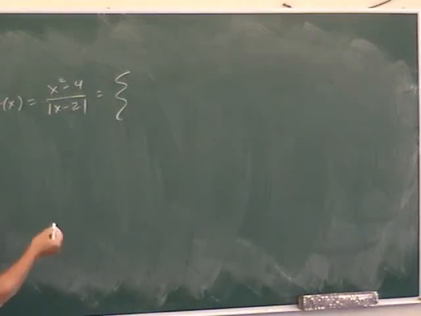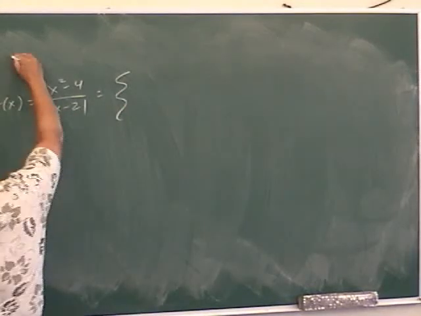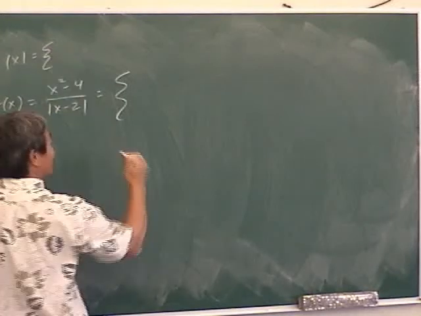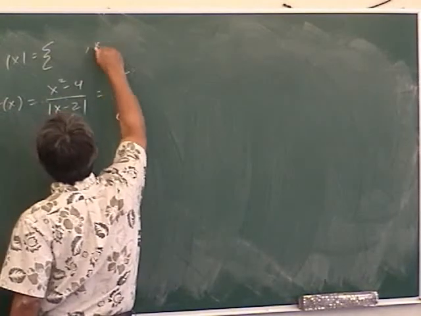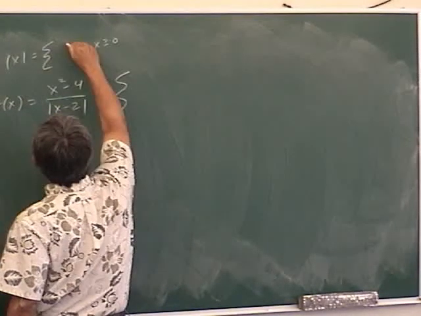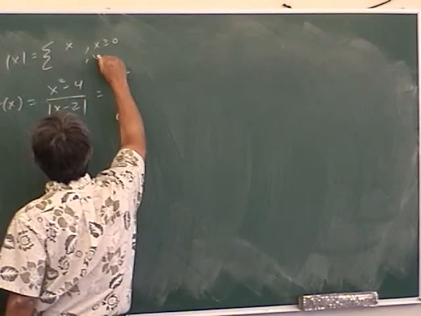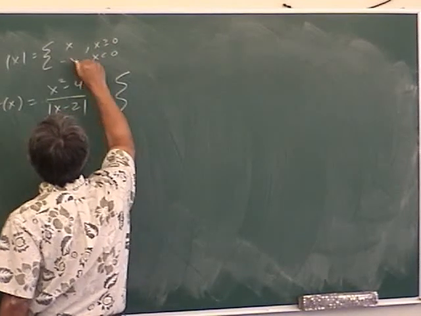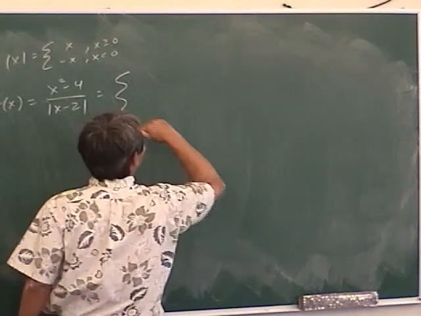Now let's review what absolute value of x is. Absolute value of x is a piecewise function. If the inside is positive, you leave it alone. If the inside is negative, you negate it.